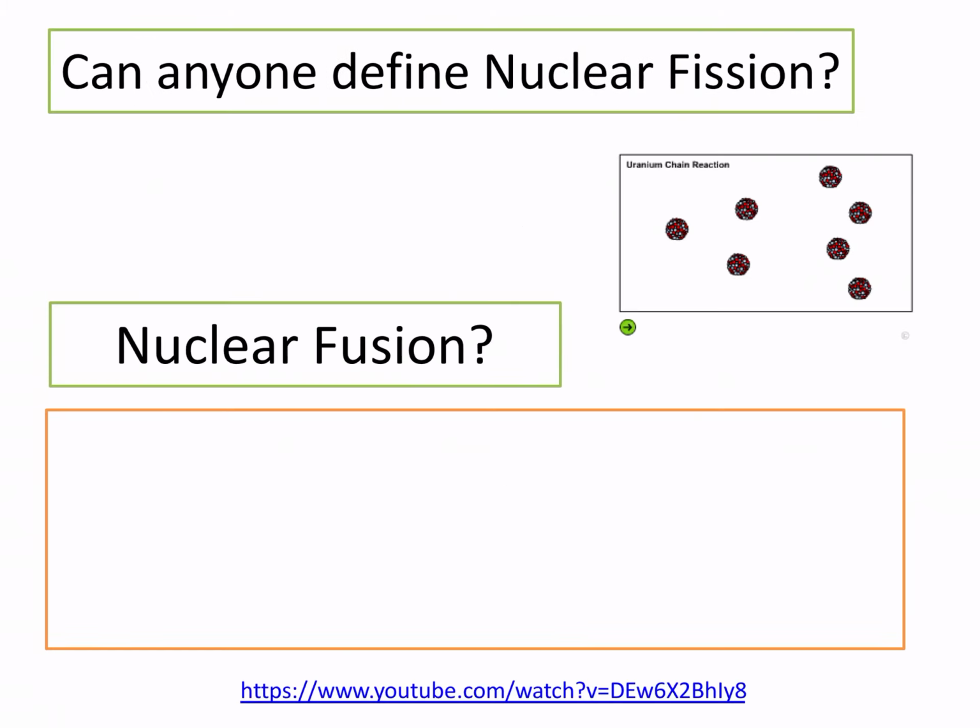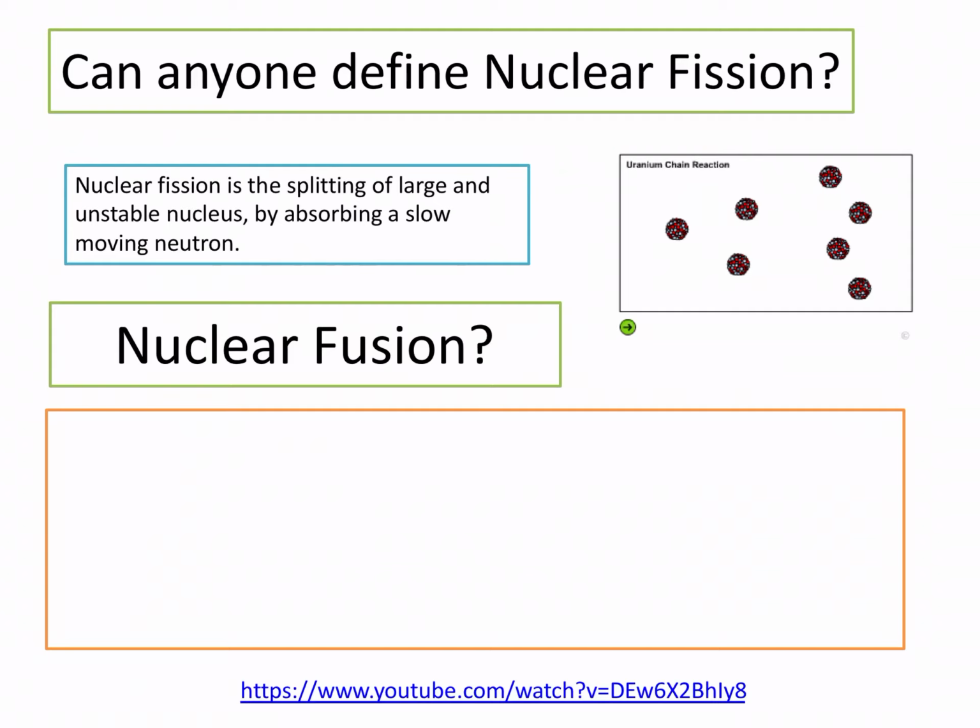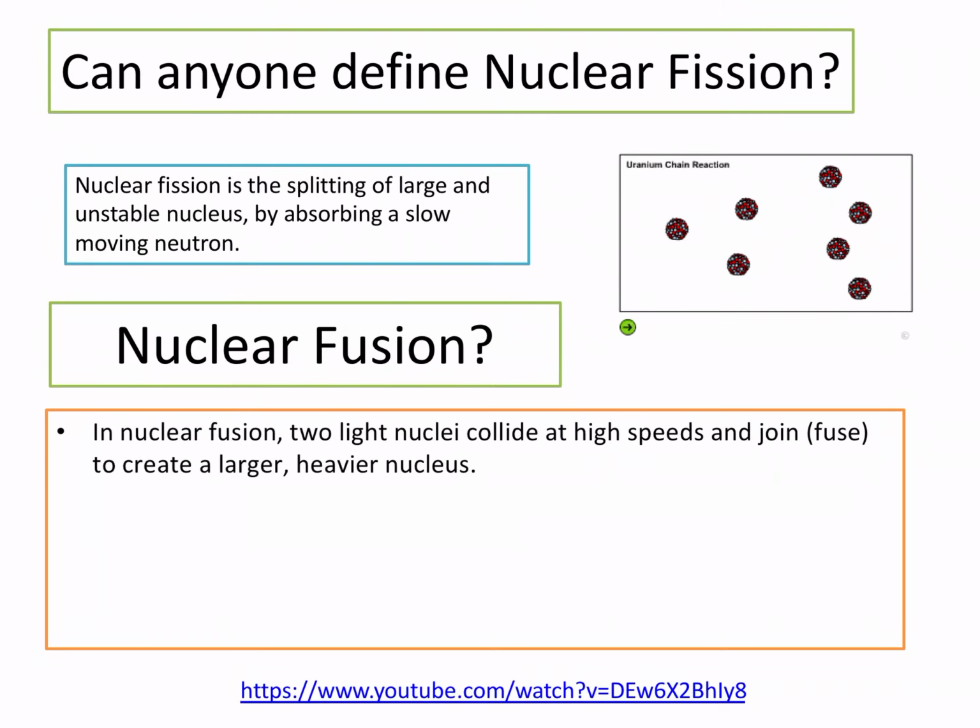So fission, we've had a look at. We looked at that in our radiation topic. Fission is the splitting up of a large unstable nucleus by absorbing a slow moving neutron. In those nuclear reactors, we're firing those very slow moving neutrons at these large unstable nuclei, and they are breaking those nuclei apart and releasing other neutrons at the same time, maybe a few other tiny particles with them as well. Nuclear fusion is kind of like the opposite.